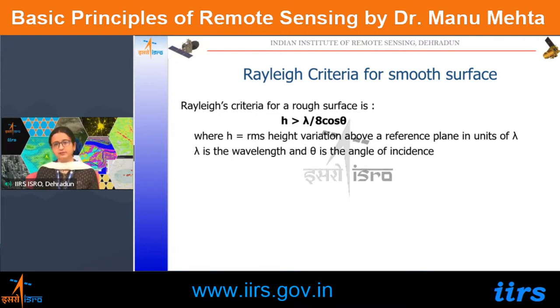Mathematically, the rough criterion is: H is the average undulation, and if H is greater than lambda by 8 cos theta, where theta is also one of the factors, which is the angle of incidence. So the same surface, if you look at different angles of incidence or observation, might change its nature from rough to smooth. So you can test the smoothness or roughness of the surface, and thereby whether there will be specular reflection or diffuse reflection, using Rayleigh's criterion for rough surfaces.